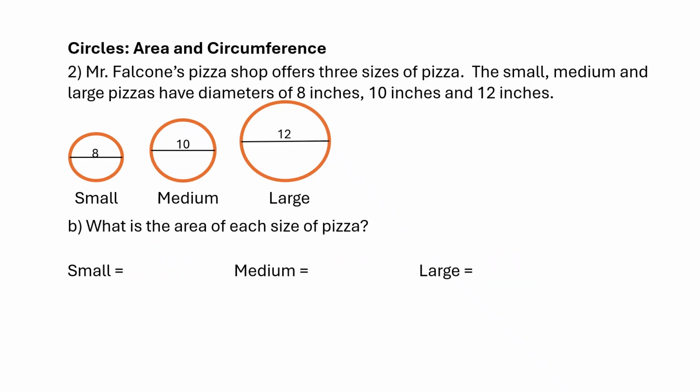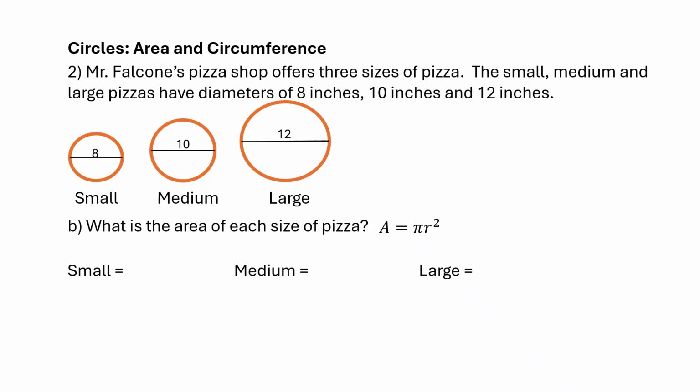Here's the same problem again, but this time we're being asked to find the area of each size of pizza. Area only has one formula, A equals pi r squared. Again, it's as simple as plugging in your radius and multiplying times 3.14 for pi. But we were given the diameters for these problems. So how do you find radius? Well, radius is half of the diameter.